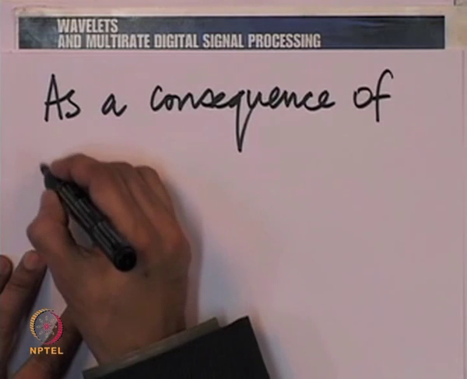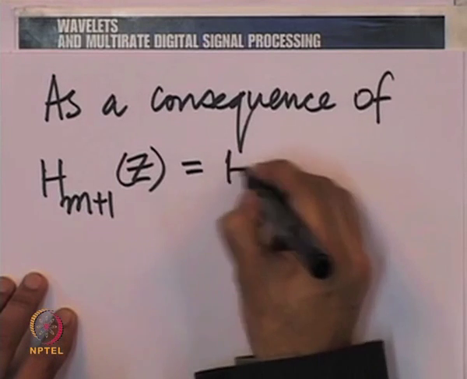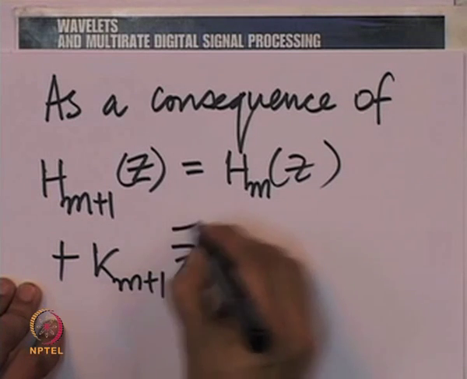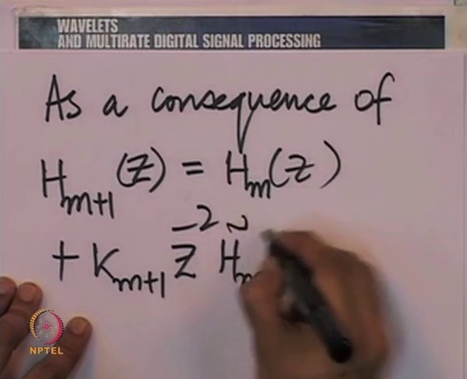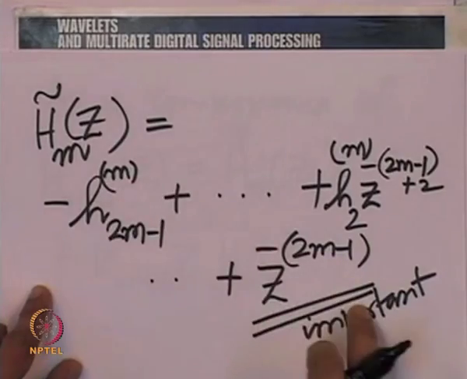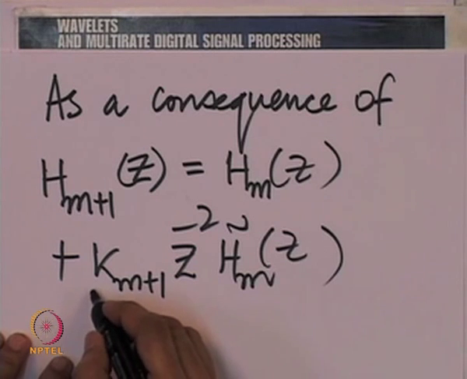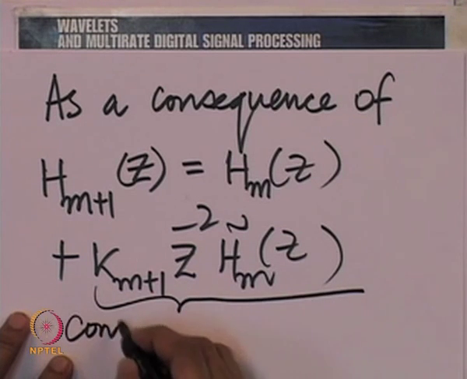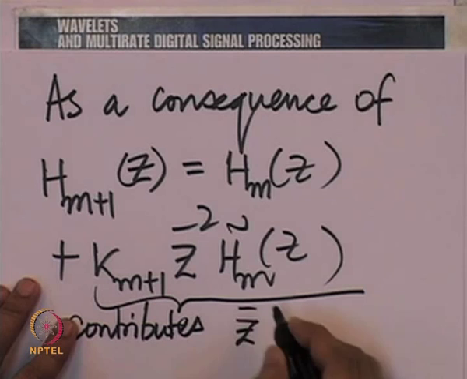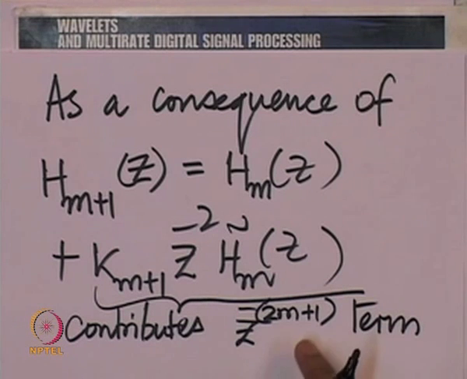As a consequence, h m plus 1 z is equal to h m z plus k m plus 1 z to the power minus 2 h m tilde z. And you know what the form of h m tilde z is. This is what h m tilde z looks like. The z to the power minus 2 m plus 1 comes only from here, the highest negative power of z.